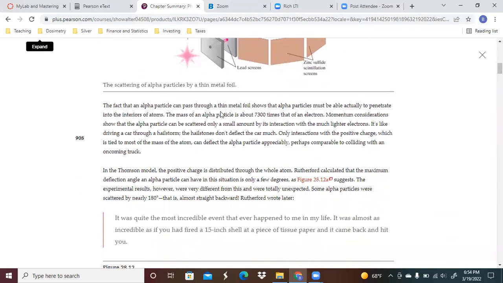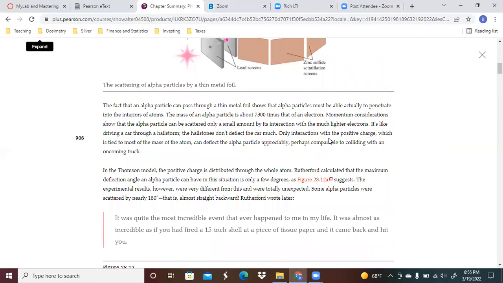The fact that the alpha particles can pass through a thin metal foil shows that alpha particles must be able to actually penetrate into the interiors of the atoms. The mass of an alpha particle is about 7,300 times that of an electron. So momentum considerations show that the alpha particle can be scattered only a small amount by its interaction with much lighter electrons. In other words, it's like driving a car through a hailstorm. The hailstones don't deflect the car much.